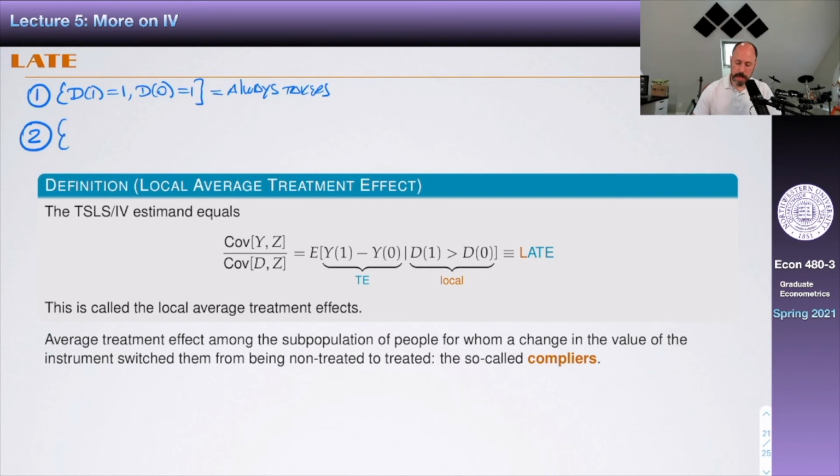Then you can think about the other guys that have d1 equal to 0 and d0 equal to 0. These are individuals that never take up the treatment, regardless of whether you offer them the instrument or not. In the case of the drug, they never take the drug, regardless of whether you offer it to them or not. So these are called the never takers.